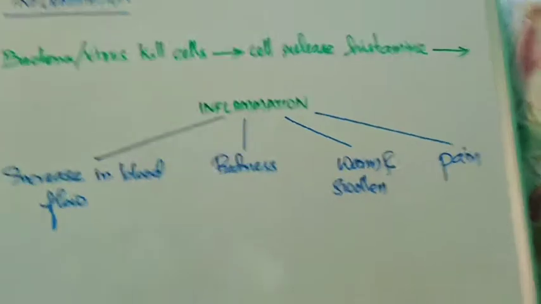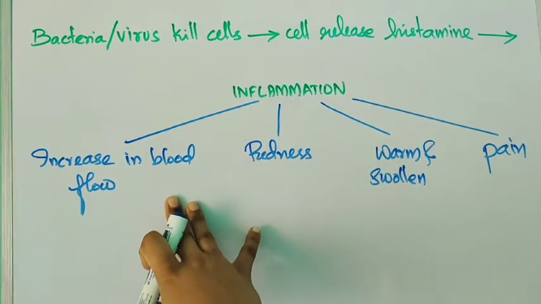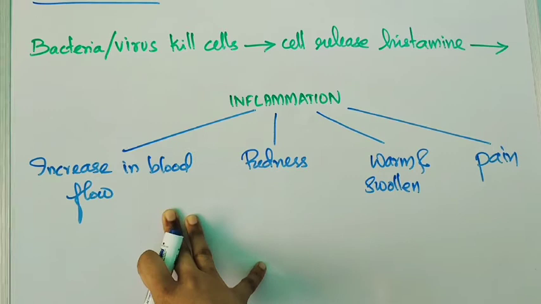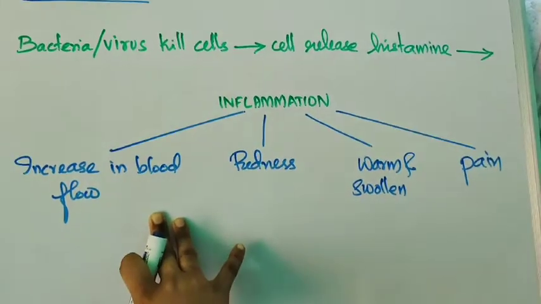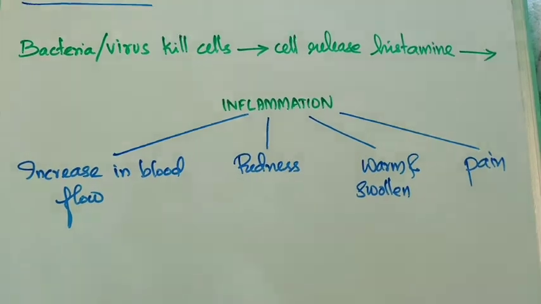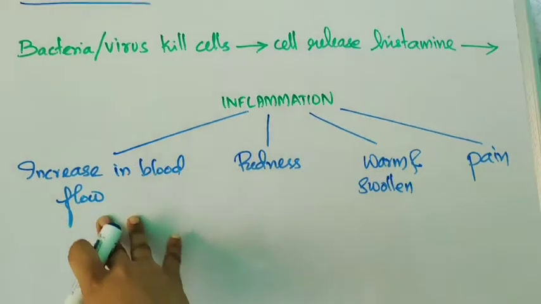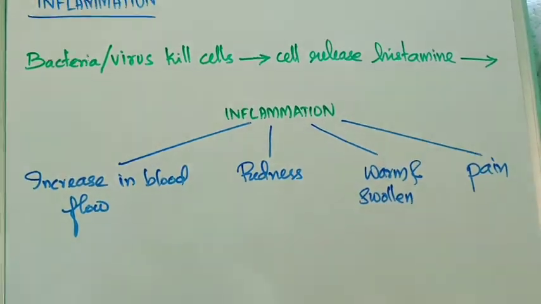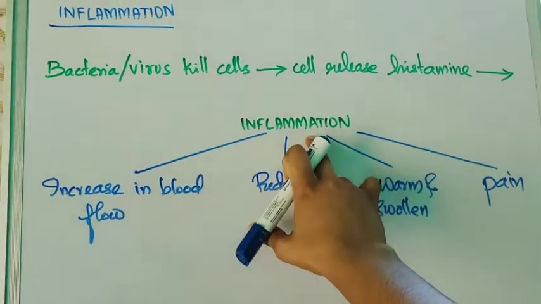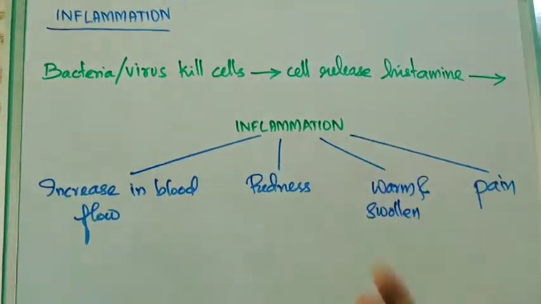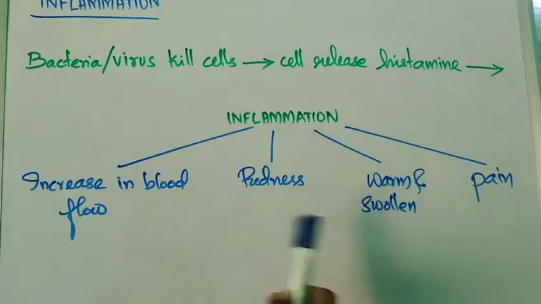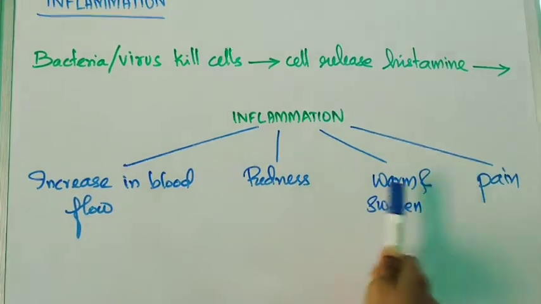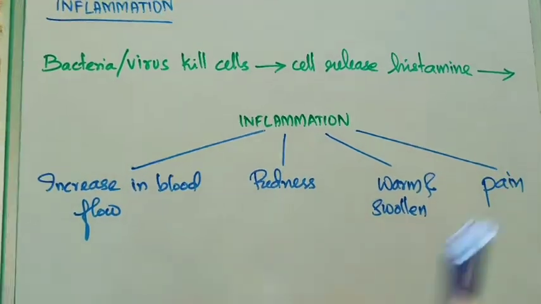When increased blood flow happens, wherever the injury has happened or wherever the attack has taken place, many defense cells or immune cells are recruited to that part through the blood, and they will take care of the rest. So you must know the meaning of inflammation. Inflammation is an immune response wherein at the infected area there is increased blood flow, redness, it becomes warm and swollen, and there is pain also.